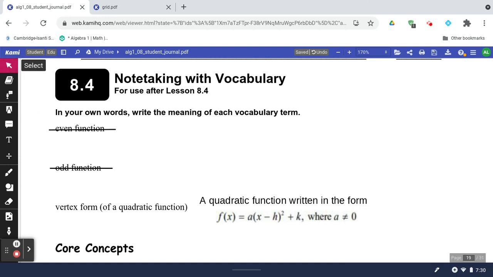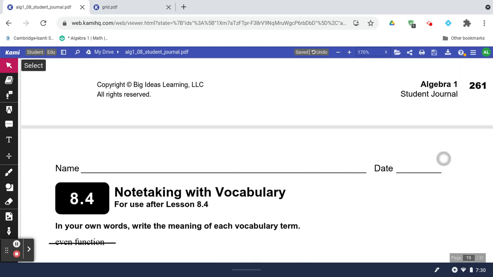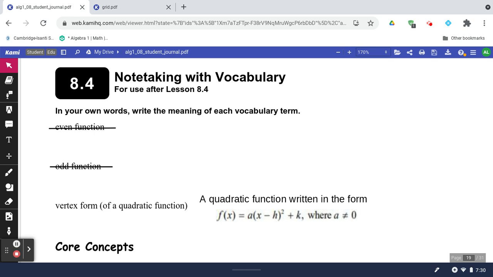Hello, everyone. We are going to start our 8.4 notes today. We're on page 262 here in the student journal. We're going to go through 8.4 today. The nice thing about 8.4 is we really just have the one day. I know that we're going through chapter 8 super quickly. I know that it's a lot, but really, we have today's lesson.